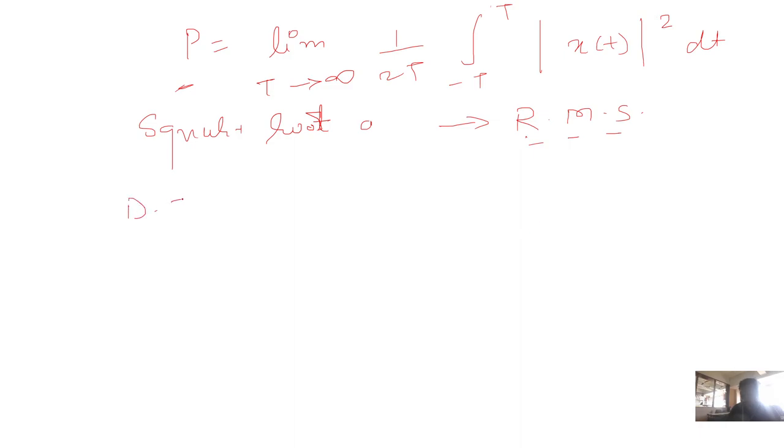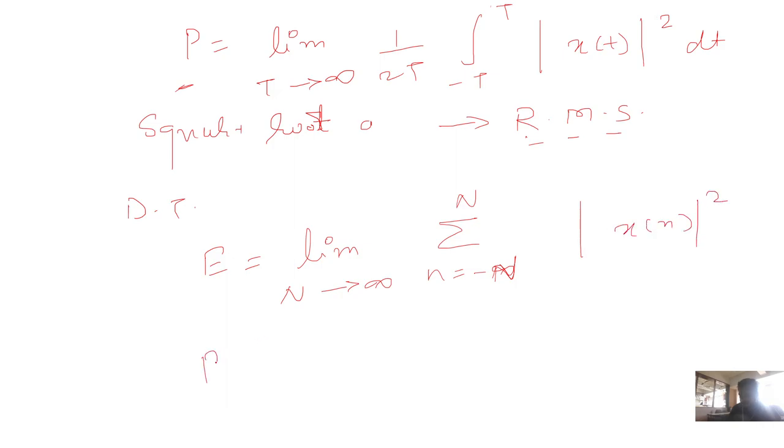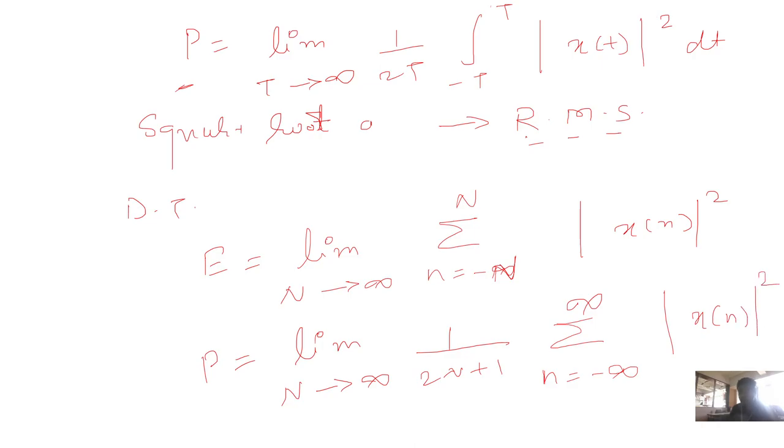Okay, and for a discrete-time signal, energy is written as limit N tends to infinity. Now here I cannot do the integration, so I do the summation, and n goes from minus N, capital N, not infinity, to N of mod of x of n square. And for power it is limit capital N tends to infinity, 1 upon 2N plus 1, summation n goes from minus N to N of mod of x of n its square. Okay, so this is for continuous time and this is for discrete time.